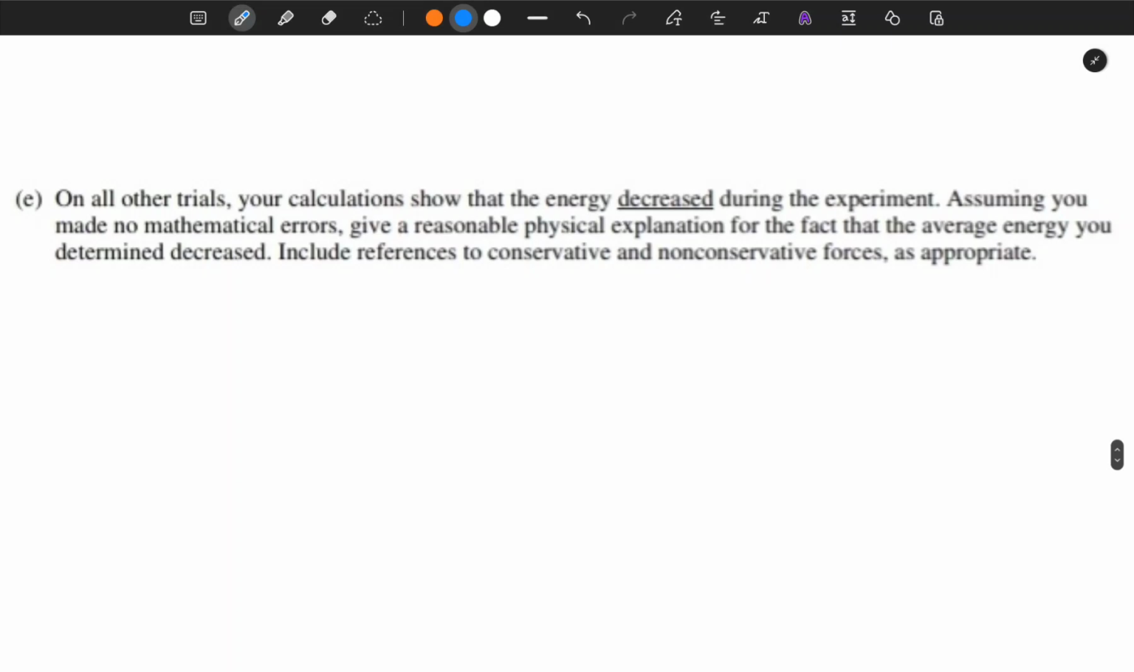For part E, on all the other trials, your calculations show that the energy decreased during the experiment. Assuming you made no mathematical errors, give a reasonable physical explanation for the fact that the average energy you determined decreased. Include references to conservative and non-conservative forces as appropriate. Well, the average energy could have decreased from friction. So there could have been friction forces acting on the cart, or air resistance. However, more likely it would be friction forces. This force is non-conservative.